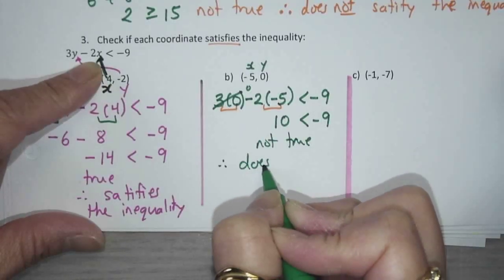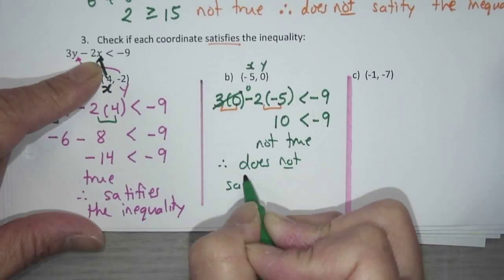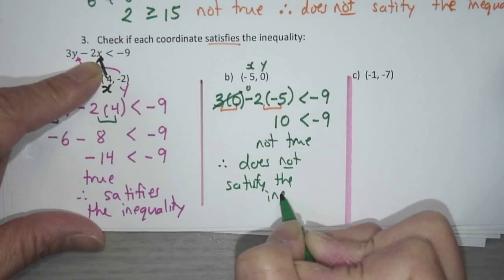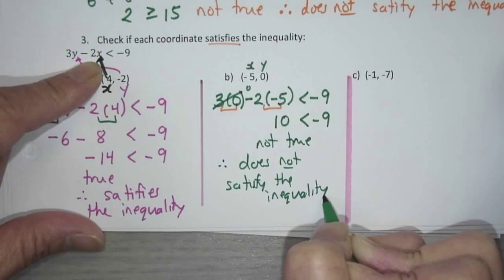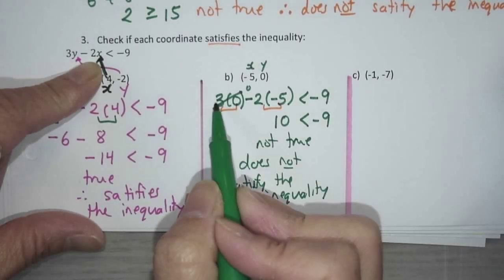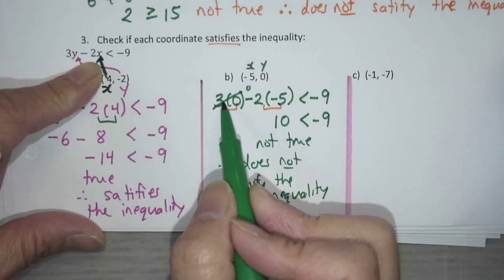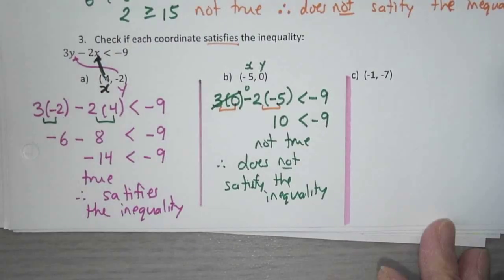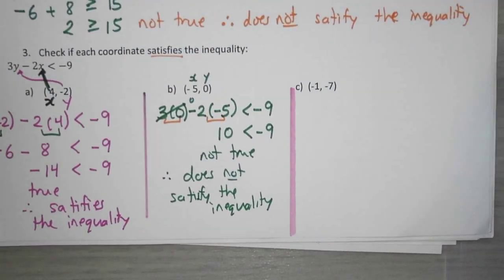Therefore, it does not satisfy the inequality. Here you might have done this a bit slower. 3 times 0 is 0, so you could have done 0 minus negative 10 and then got the 10, but you should still get to 10. It might take you an extra step.